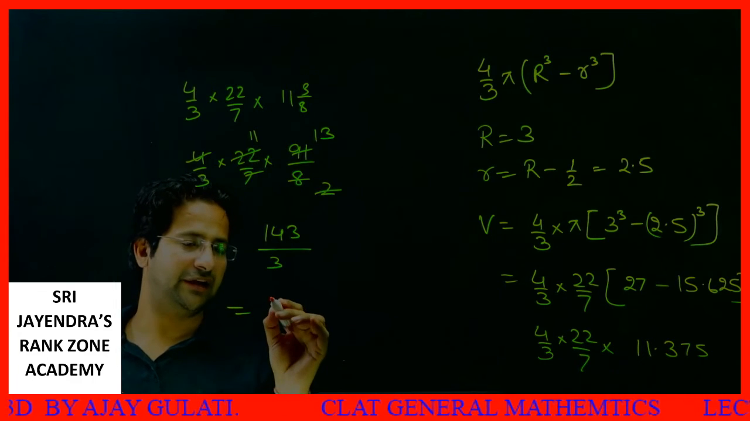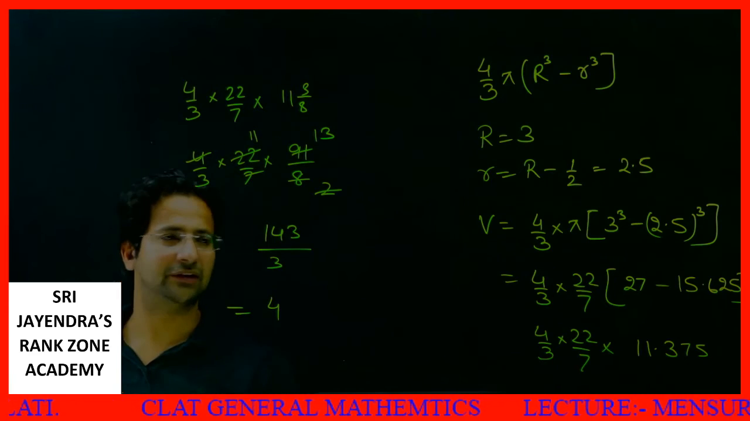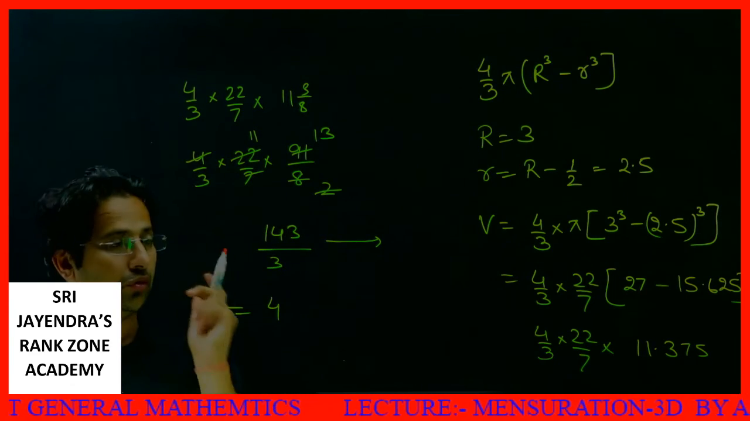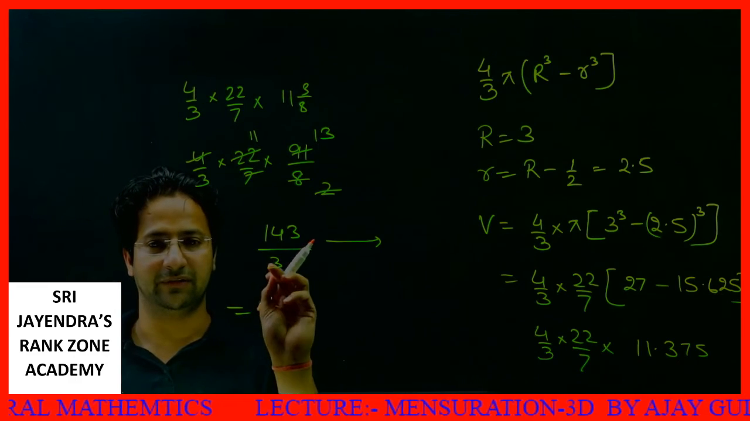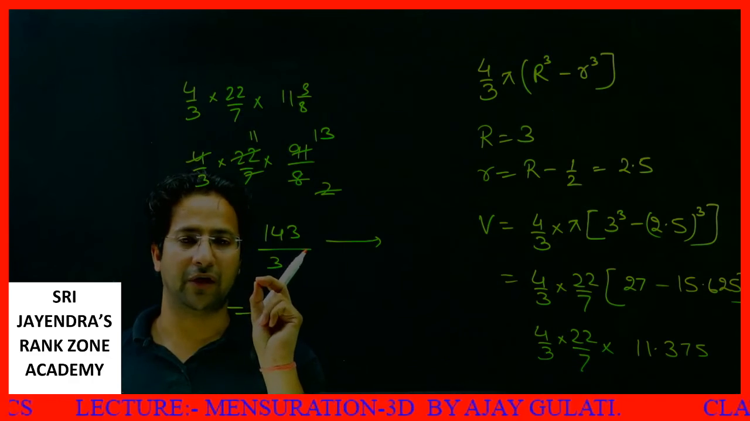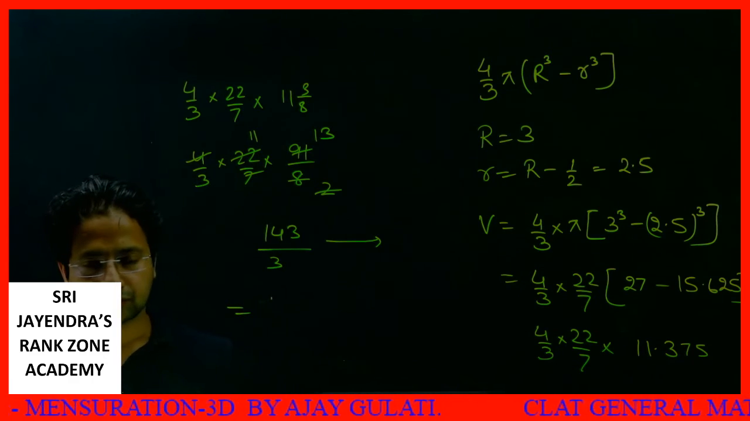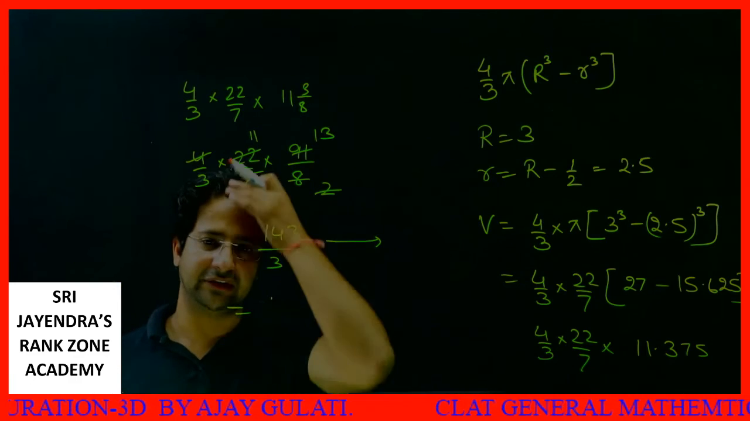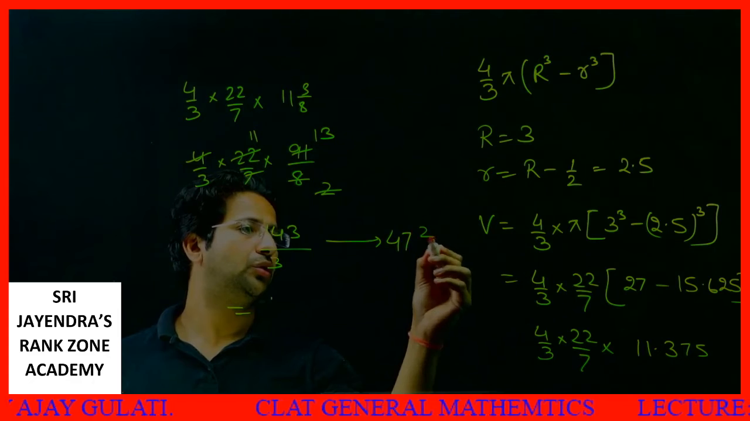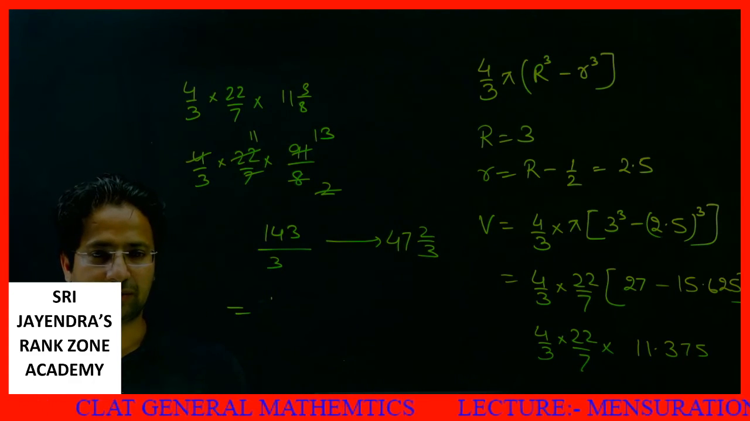So if I divide this, I think the option will be like this. There were mixed fraction options. So if I divide this, this will be divisible till 141. Okay, 141. That will be 47. So 47 2 by 3. Let's just check if any such option is there.